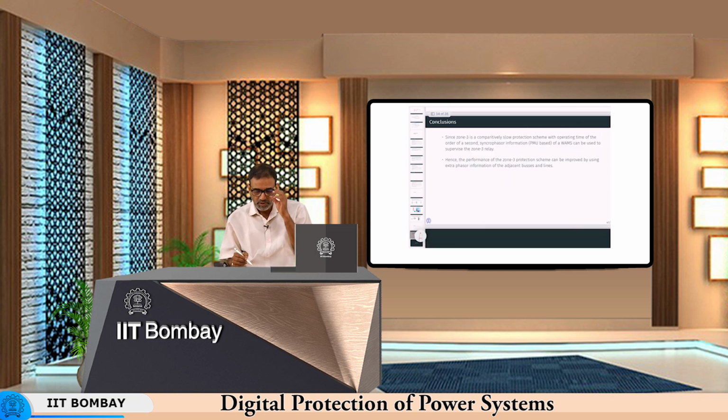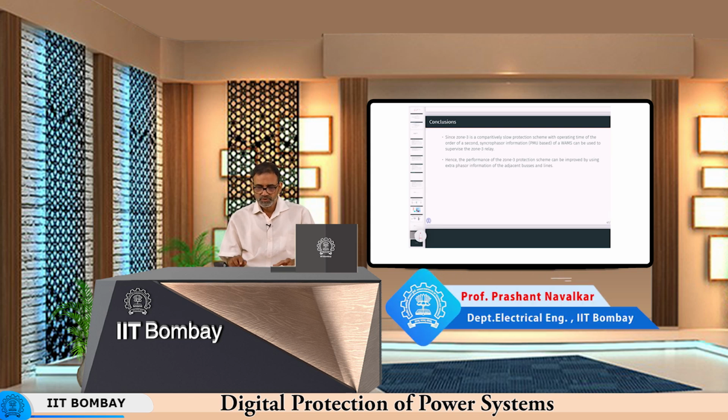Okay. So to conclude, since Zone-3 protection is a comparatively slow operating analytic, with delays up to 1 second, the information obtained from PMUs or synchrophasors can be used to supervise it. The performance of the distance relay can be improved by gathering PMU or synchrophasor data from neighboring buses. The performance, in the sense of security, can be improved without compromising on dependability. So this ends our discussion on VAMS analytics.